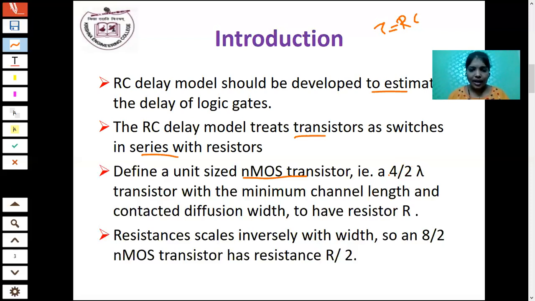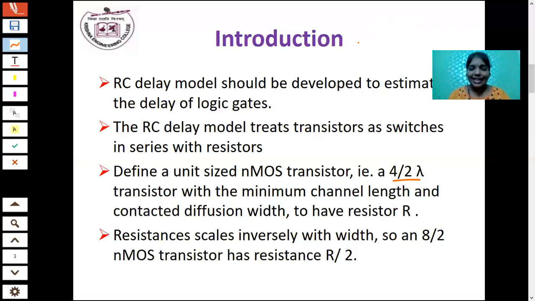In unit 1, I have covered the layout diagram. In the layout diagram, I already explained the minimum length of the channel. The minimum length of the channel is given by 2 lambda. If it is P type or N type material, we are considering 2 lambda as the minimum width. So for the unit sized NMOS transistor, here I am considering 4/2 lambda. Here the 4 is nothing but the length and 2 is nothing but the diffusion width.